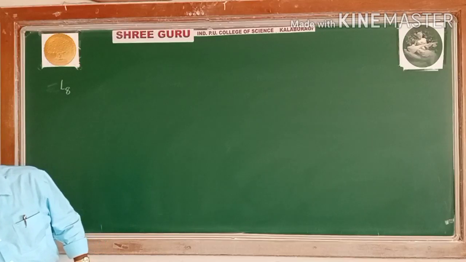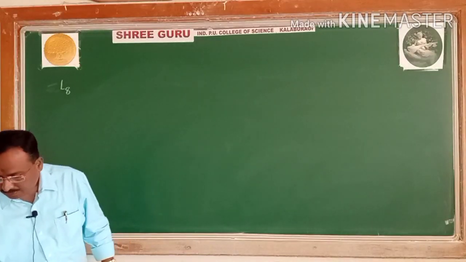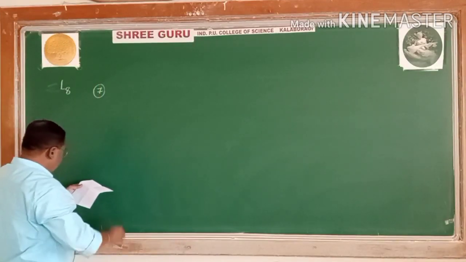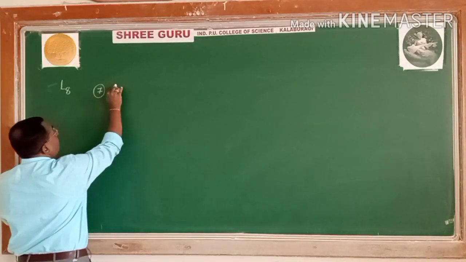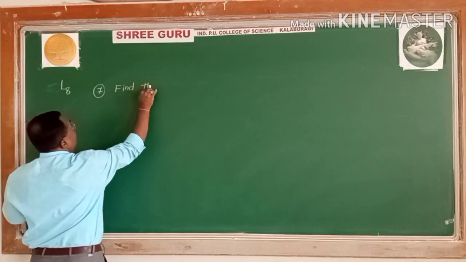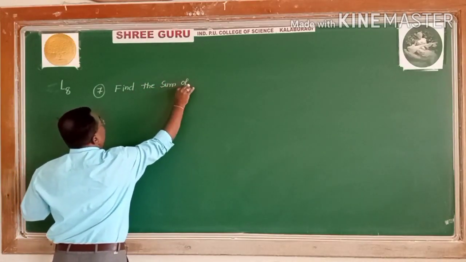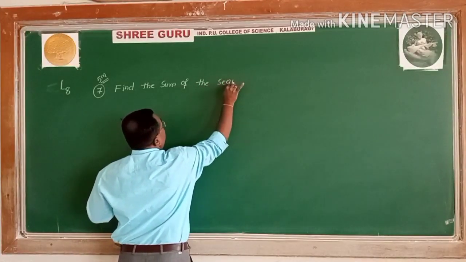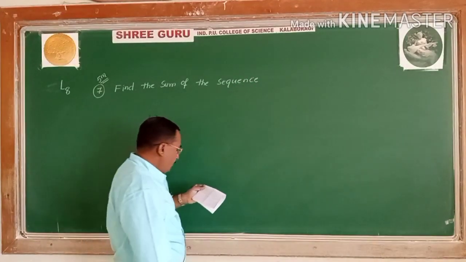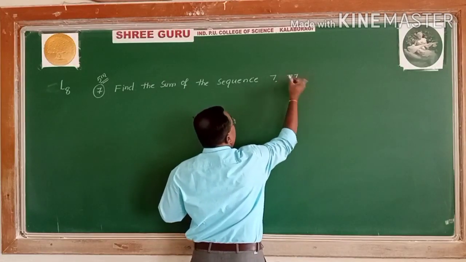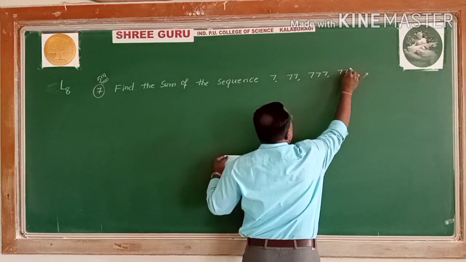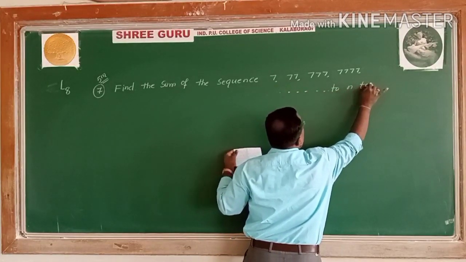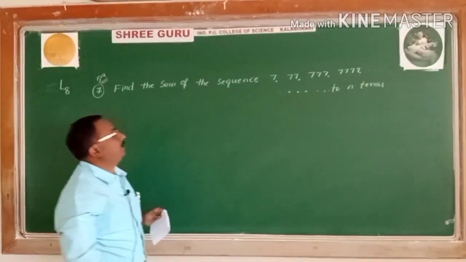Next, example number 7. Find the sum of the sequence 7, double 7, triple 7, 4 times 7, and so on, to n terms.